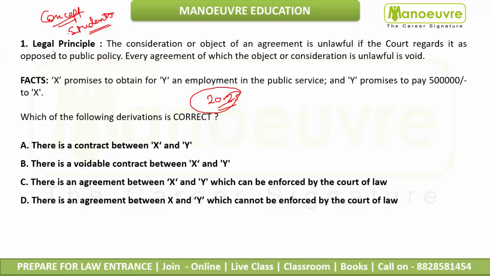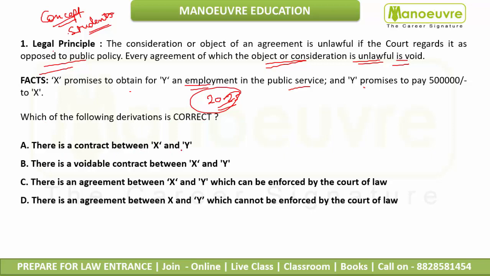Legal principle: the consideration or object of an agreement is unlawful if the court regards it as opposed to public policy. Correct? Every agreement of which the object or consideration is unlawful is void. As I told you, the topic is saying if the consideration or object is unlawful, your contract also will become unlawful. X promises to obtain for Y an employment in the public service and Y promises to pay 5 lakh to X. Now over here it is regarding getting an employment in the public department. Now which of the following derivations is correct?